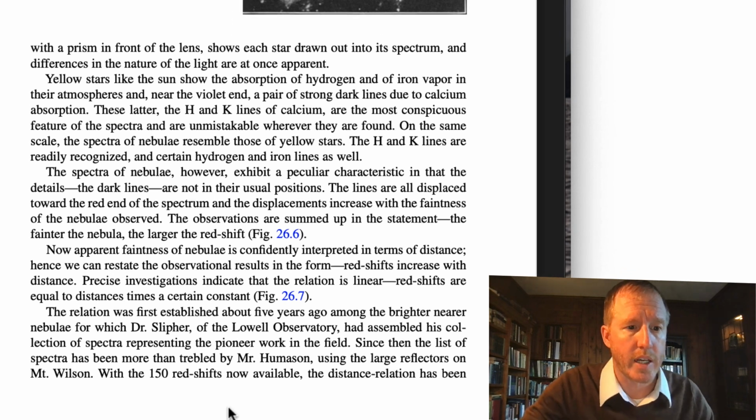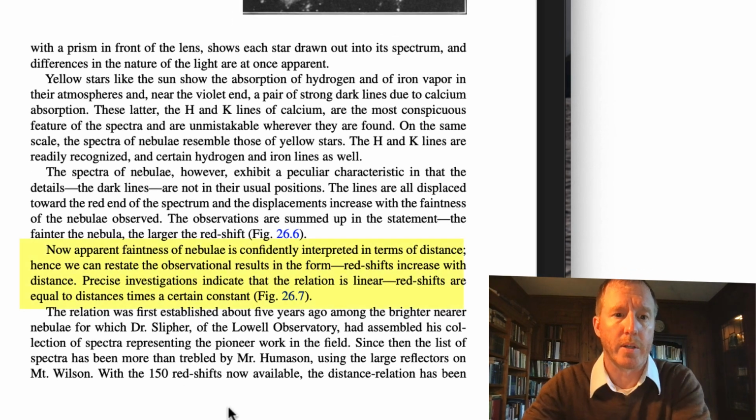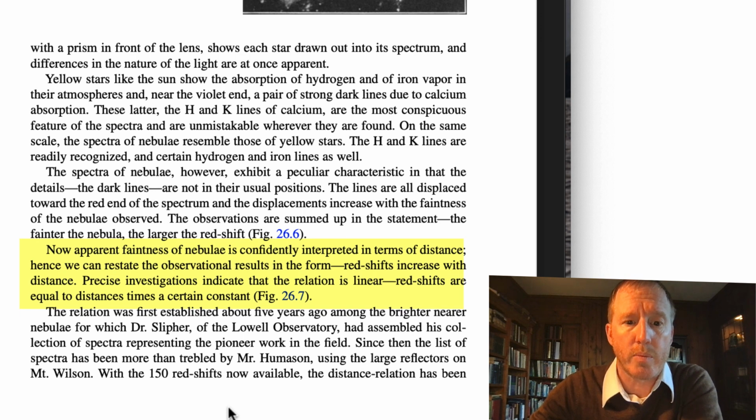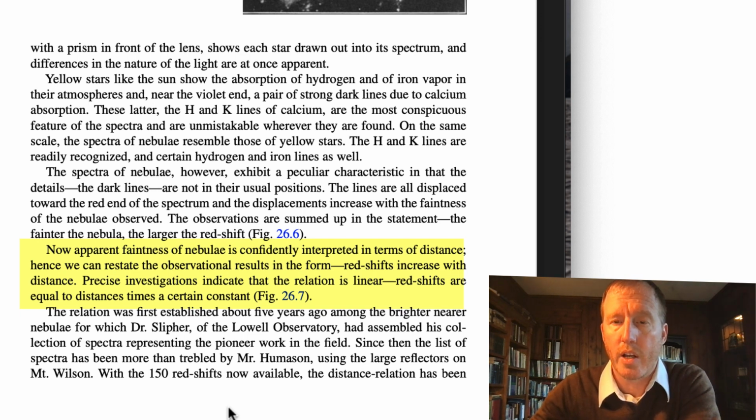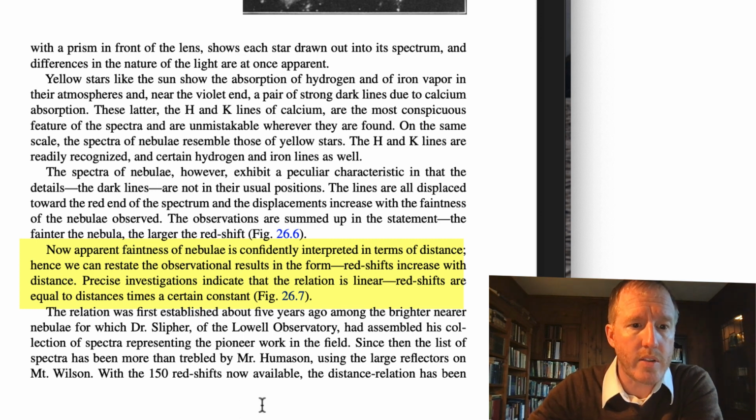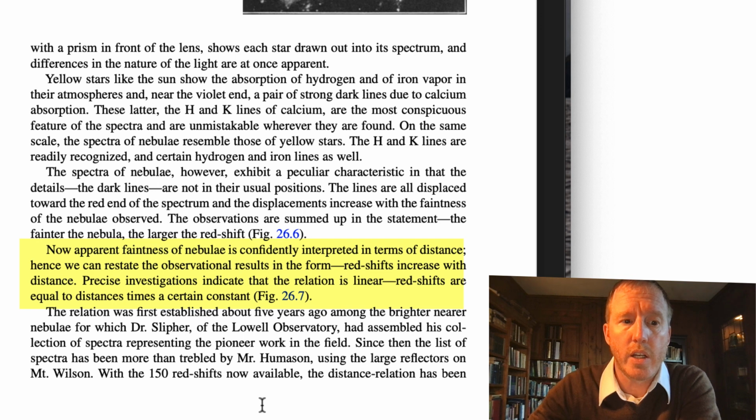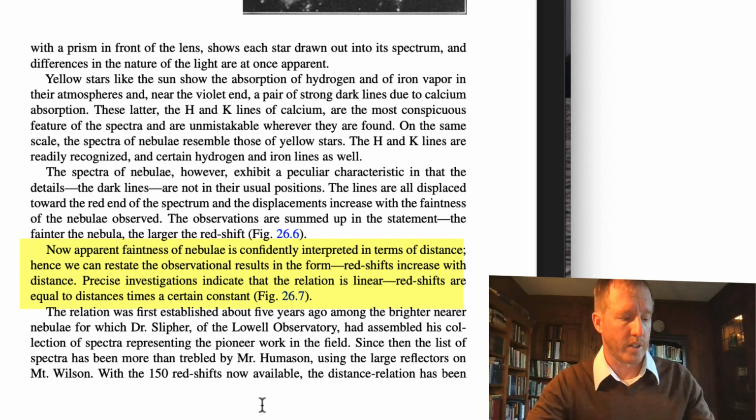And what does he say? He says, now the apparent faintness of nebulae is confidently interpreted in terms of distance. This is what I just mentioned. The fainter ones are the more distant ones. Hence, we can restate the observational results in this form. Redshifts increase with distance. Precise investigations indicate that the relation is linear. Redshifts are equal to distances times a certain constant.